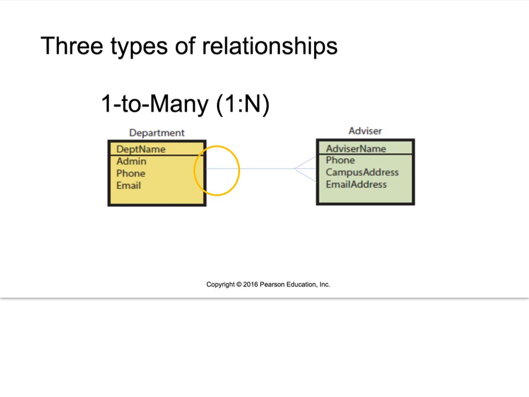To graphically represent the one portion of the one-to-many relationship, draw a single line into the entity that is the one. In this case, draw a single line into the entity titled department. To represent the many portion of the one-to-many relationship, draw three lines as indicated in the diagram, and this is known as a crow's foot.